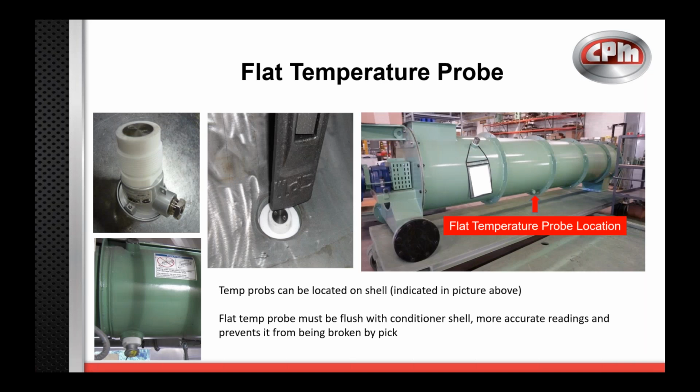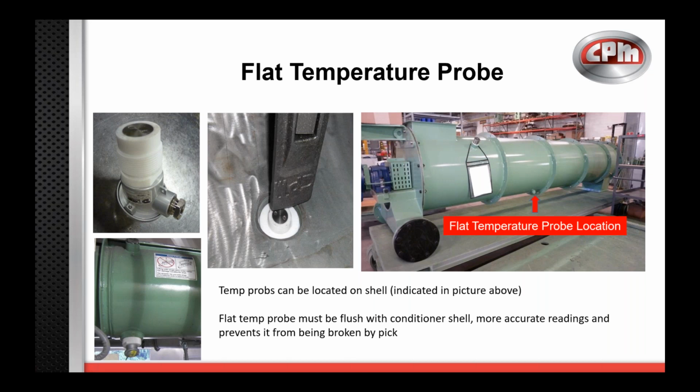Now, our first temp probe that is essential for hot starts would be our flat temp probe, and that's usually located in the first third or quarter of the conditioner shell, depending on the size, but it's also on the bottom. I've indicated that in the picture. The point of it is, it's going to monitor our temperature as that product is coming in, and we want those to be flush with the shell for multiple reasons.